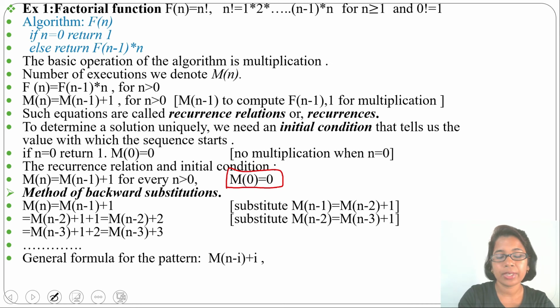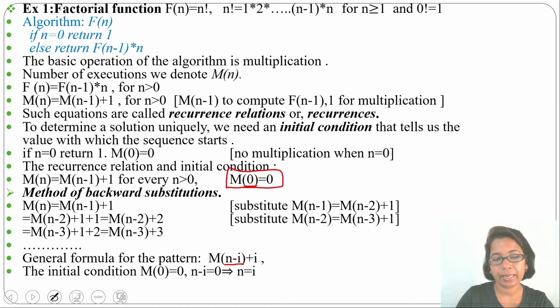So this backward substitution will stop when we reach the initial condition. So just assume n minus i equals 0, then we will stop. We are doing backward substitution from n till the initial condition. So the initial condition is m of 0 equals 0. Just consider n minus i equals 0, which means the i value is n. Now in place of m of n minus i, substitute 0.